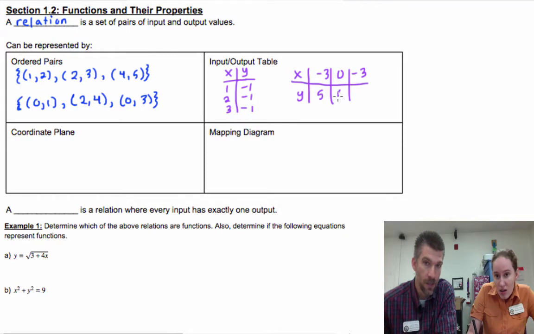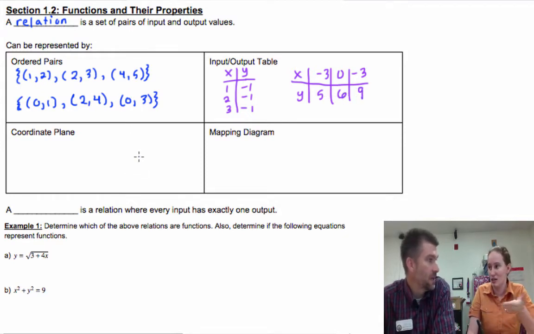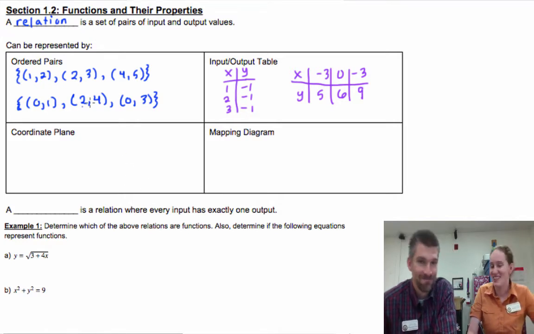So there you go. There's an input output table. You put the X in, jot that down. You put the X in, you get the Y out. Hey, that sounds like a song.